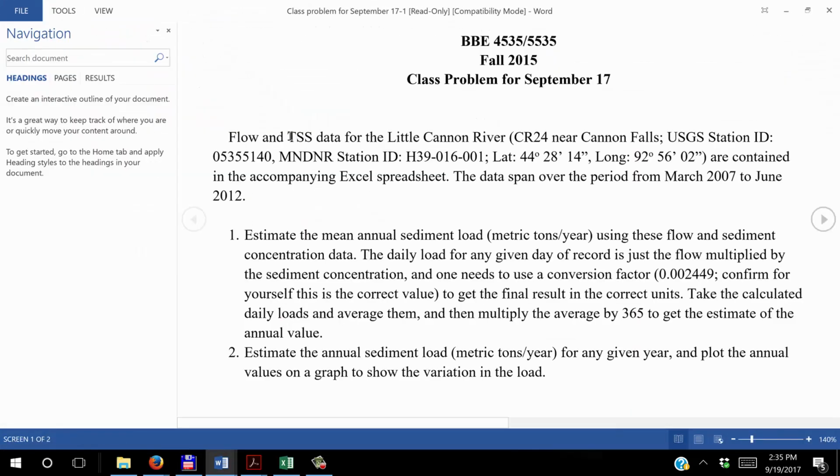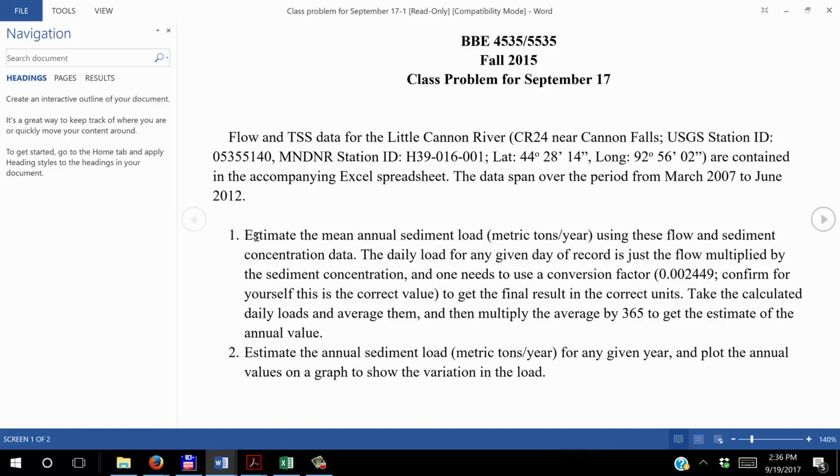So we'll open up the Word file. Basically what we're given here are sample data for flow and TSS for the Lower Canyon River. They're contained in this Excel spreadsheet, and data span over the period of time from March 2007 to June 2012. Here, the first thing we're going to do is to estimate the mean annual sediment load in metric tons per year using this flow and sediment concentration data that are given in the Excel spreadsheet.